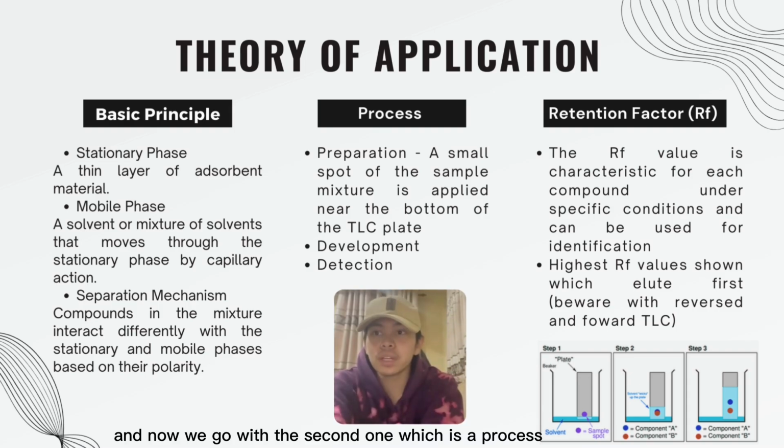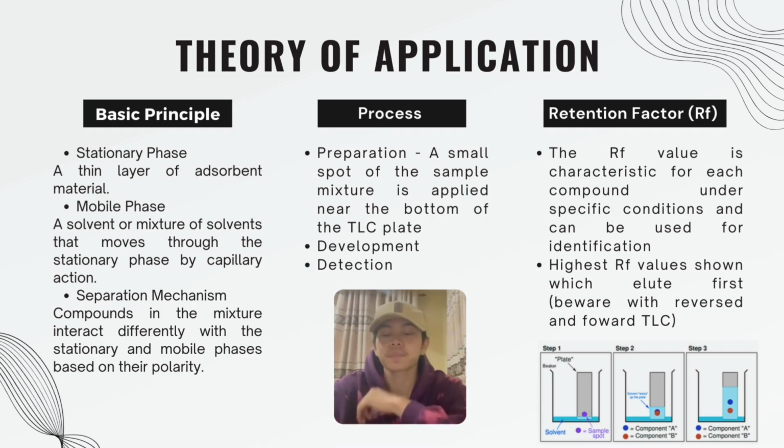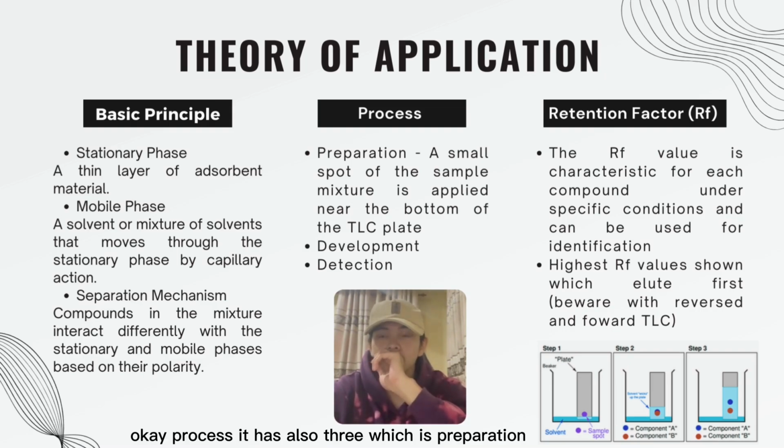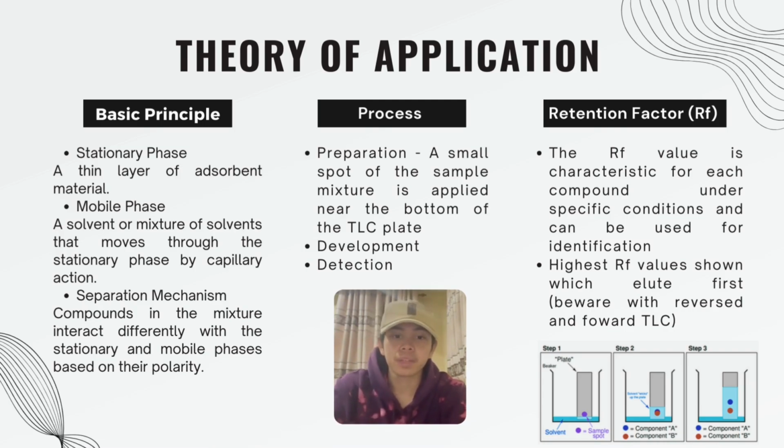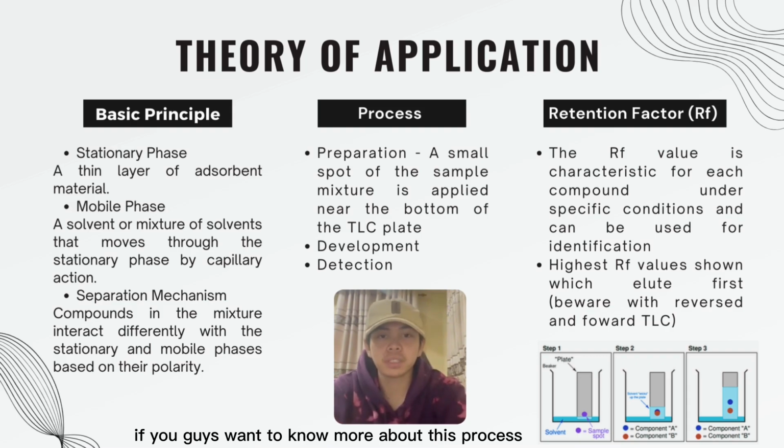And now we go to the second one, which is the process. The process also has three parts, the first being preparation. Preparation is when a small part of the sample mixture is applied near the bottom of the TLC plate. The second one is development, and the last one is detection. If you want to know more about this process, you can wait for the second slide.